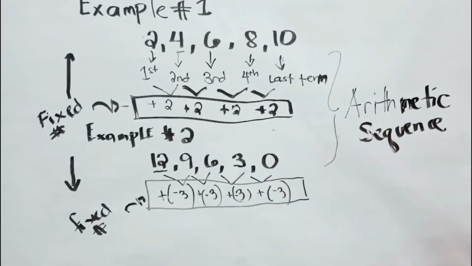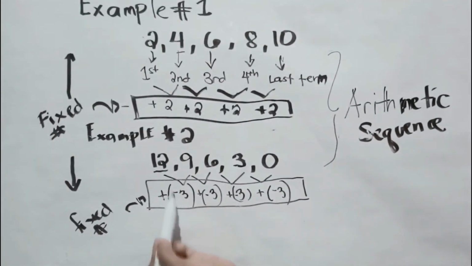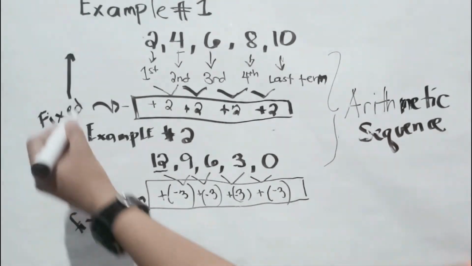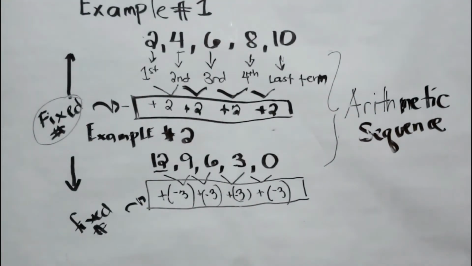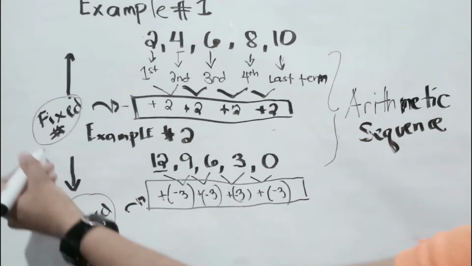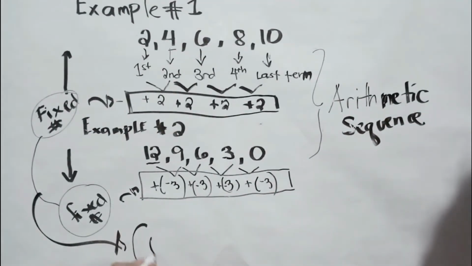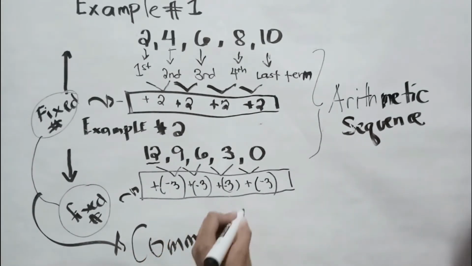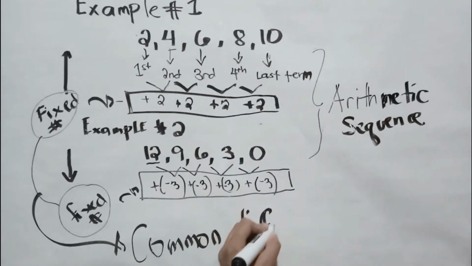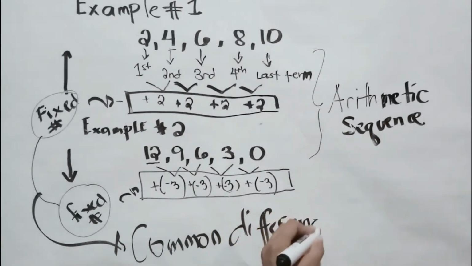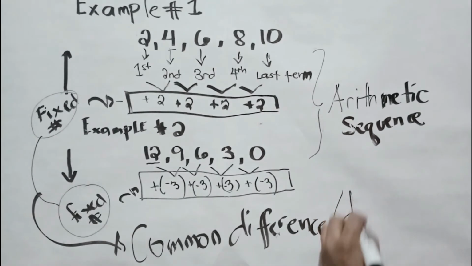2 plus 2 is 4. Then 12 plus negative 3 is equal to 9. And that is actually the concept of arithmetic sequence. And this fixed number is what we call the common difference. Common difference. And it is denoted by small letter d.